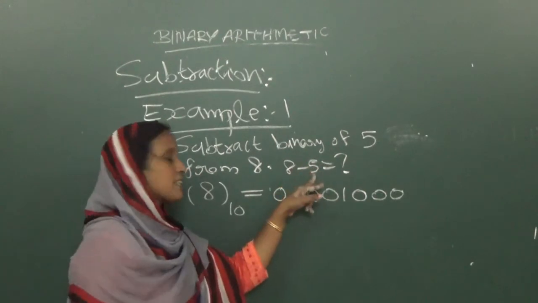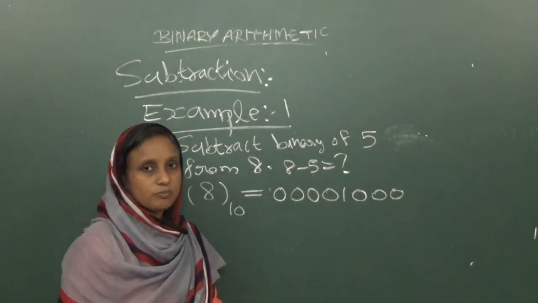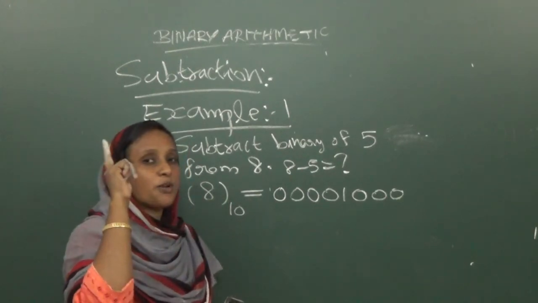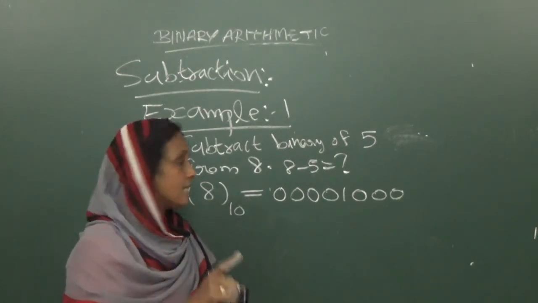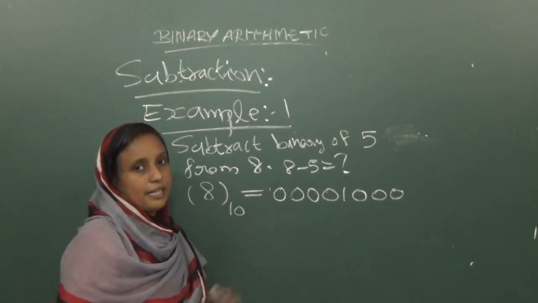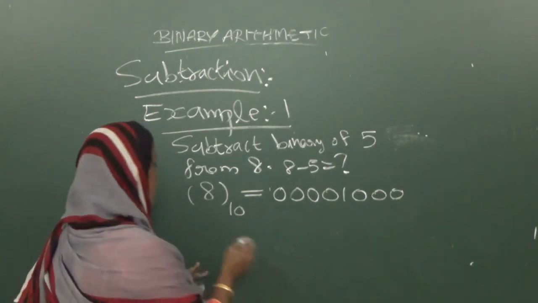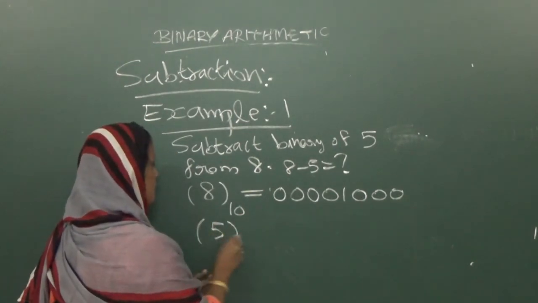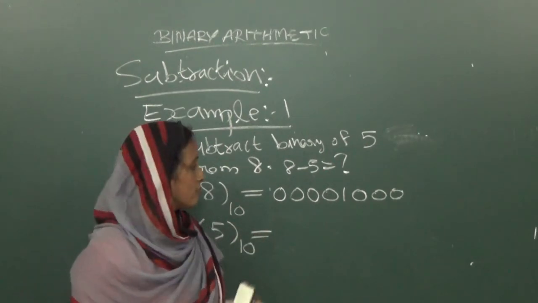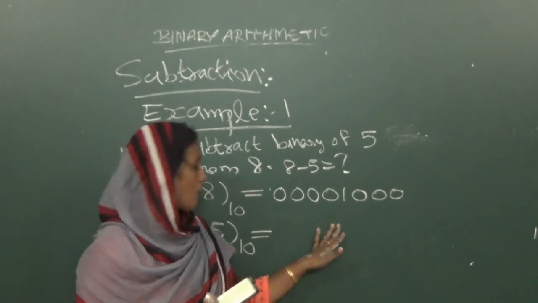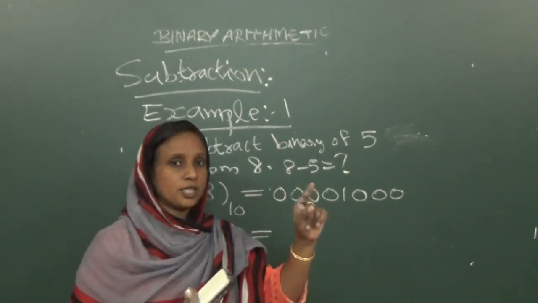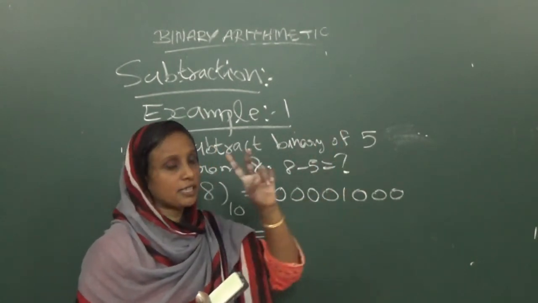We want to subtract 5 from 8. For that, we have to find out 2's complement of 5 and add that number to this 8. Okay, so we have to write 5 in its binary form. So using positional value, how can you write 5? 5 means 4 plus 1. So third place and the first place have 1.